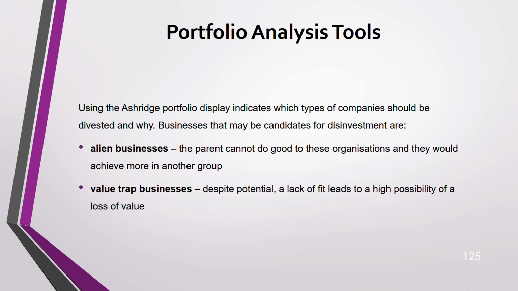This also, divest. Even though they have the potential, there is a lack of fit, so loss of value is high. Third is ballast businesses. They may do better alone, as the parent has little to offer. The parent does not have so much to offer, so they can do better alone. These three types of business are the candidates for divestment. But only the heartland business you have to keep. You cannot divest that one. Okay, now we are moving on.